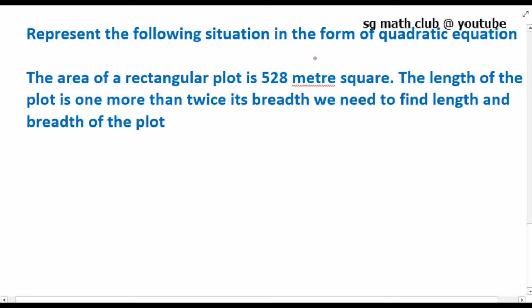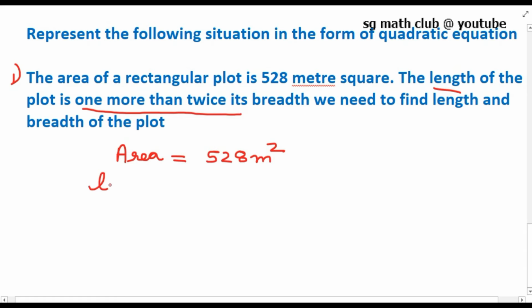Now let us represent the following situation in the form of quadratic equation. First question is, area of rectangular plot is 528 meters square. The length of the plot is 1 more than twice its breadth. We need to find the length and breadth of the plot. So we need not solve this, just we have to frame the quadratic equation. So for that, since it is a rectangular plot and they have given that area of rectangular plot is 528 meters square. We know area of rectangle formula is length into breadth.